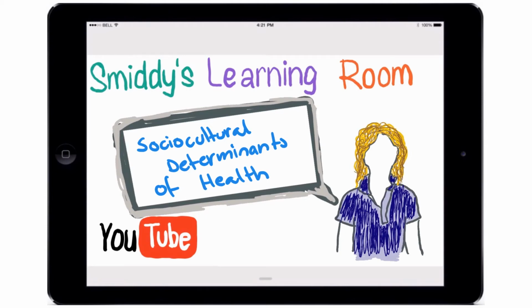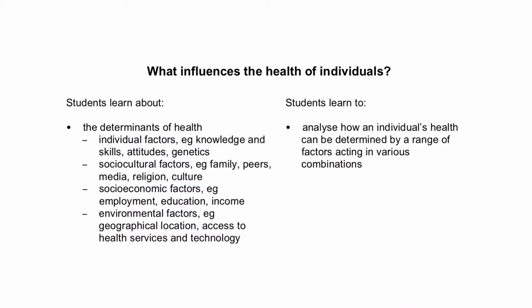Today we're going to have a look at the sociocultural determinants of health. When we look at the syllabus, these determinants of health come from the focus question, what influences the health of individuals? Previously we had a look at the individual factors, so for example knowledge, skills and attitudes, and in this lesson we're going to have a look at sociocultural factors, so for example family, peers, media, religion and culture.